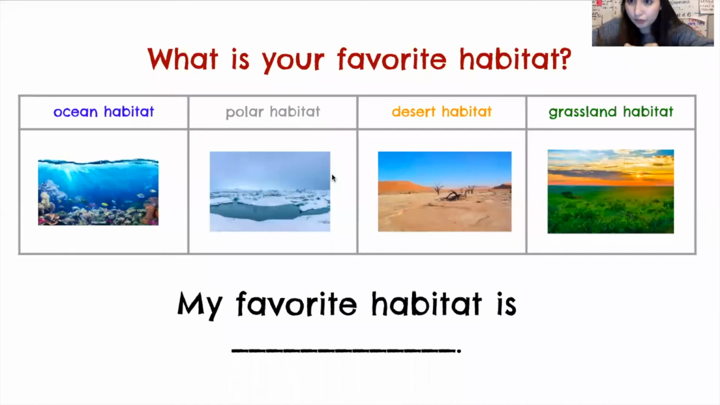Okay, so the first activity that I want you to do is think about what your favorite habitat is. Is it the ocean habitat? Is it the polar habitat? Is it the desert habitat? Or is it a grassland habitat? I want you to think in your head which one it is, and I want you to say it in a sentence. My favorite habitat is, right? Because we're going to use that keyword that we learned today.